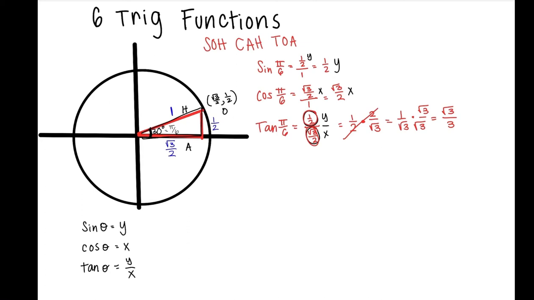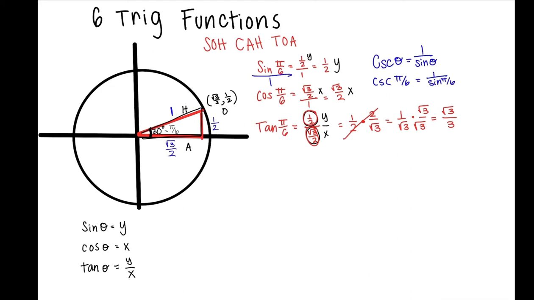We're going to talk about what's called the reciprocal functions. So if sine was y, we're going to talk about another function called the cosecant. So cosecant of any angle is going to be equal to 1 over sine of that angle, right? Reciprocal is just flipping the fraction. So if this was sine of pi over 6 over 1, now my cosecant of pi over 6 is going to be equal to 1 over sine of pi over 6.